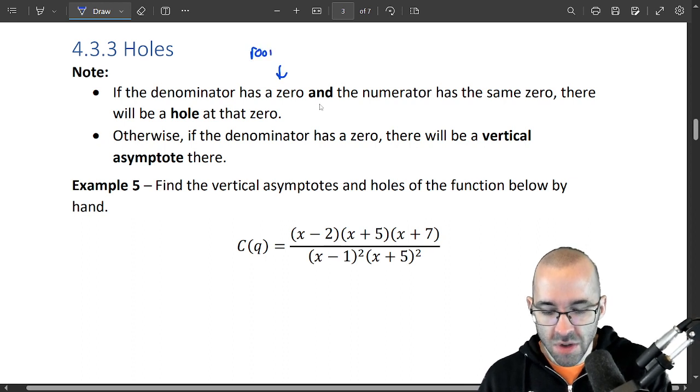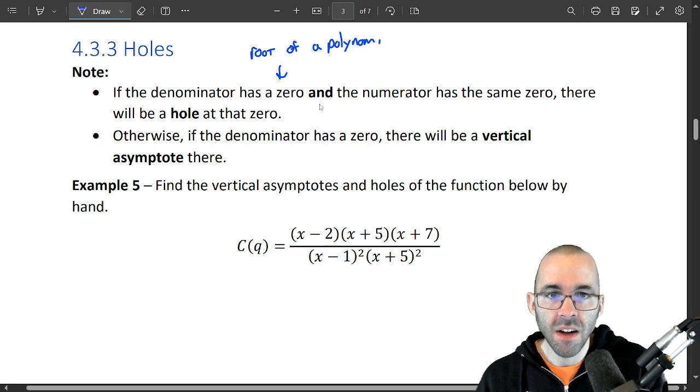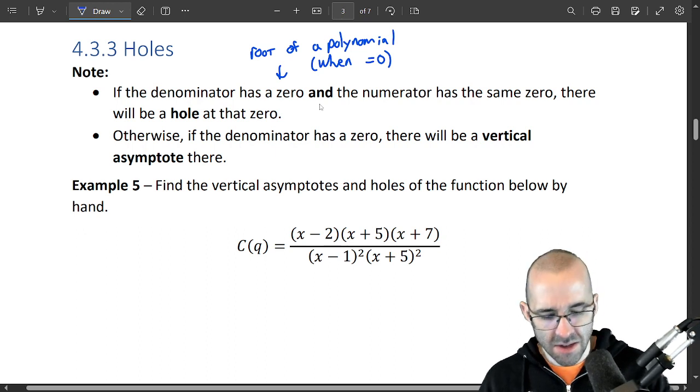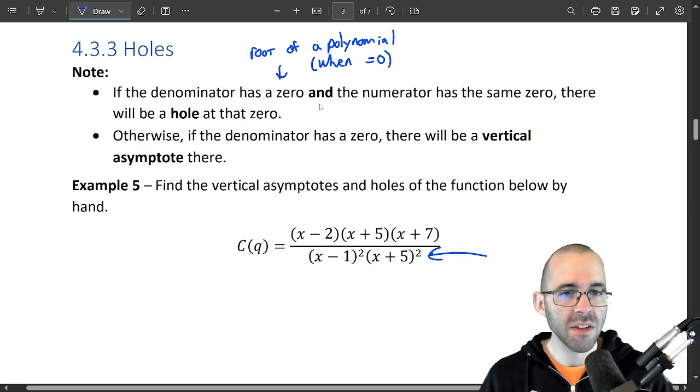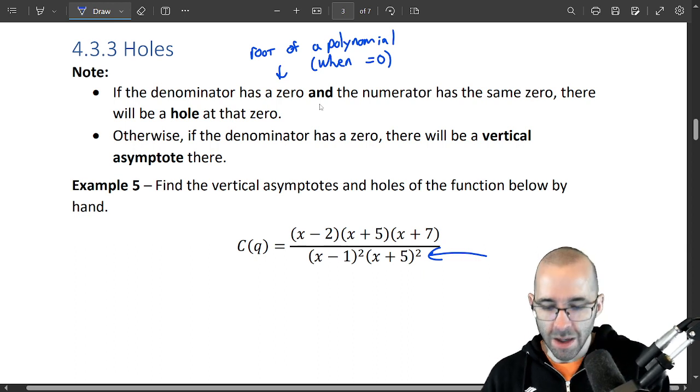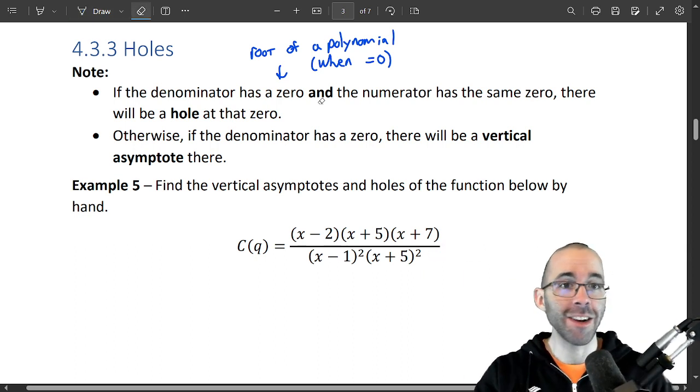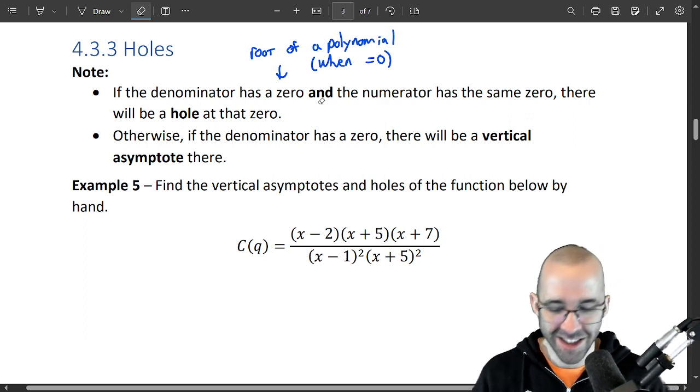So if the denominator has a 0, what does 0 mean for a polynomial? Remember, 0 is the root of a polynomial, right? The root of a polynomial is just when it equals 0. So that makes sense here, because when the bottom polynomial equals 0, we're dividing by 0, which is going to be some kind of problem. It's just a question of which kind of problem that is going to cause for us.